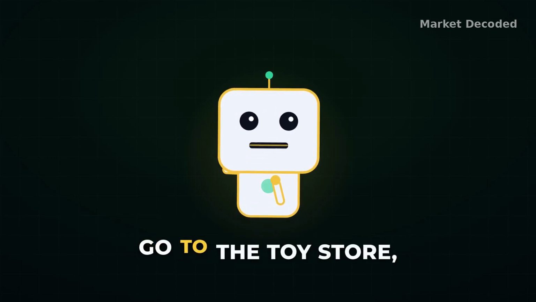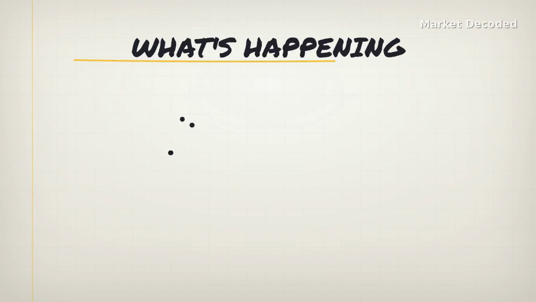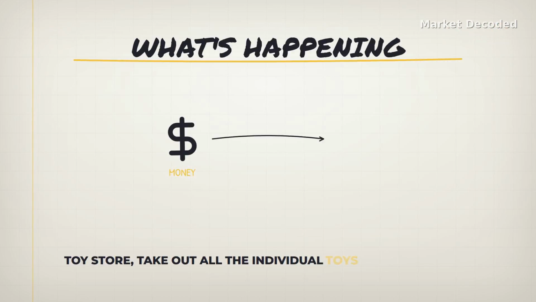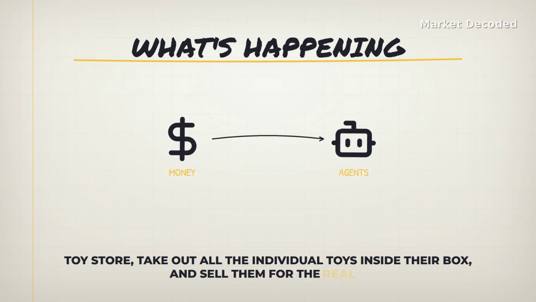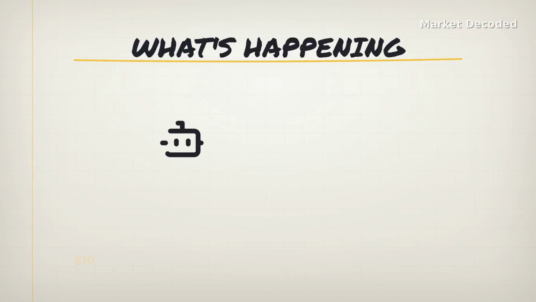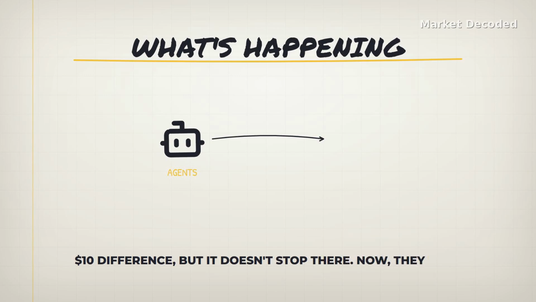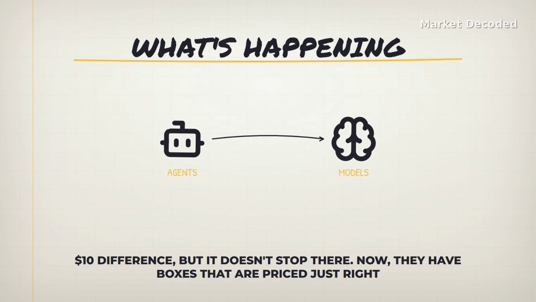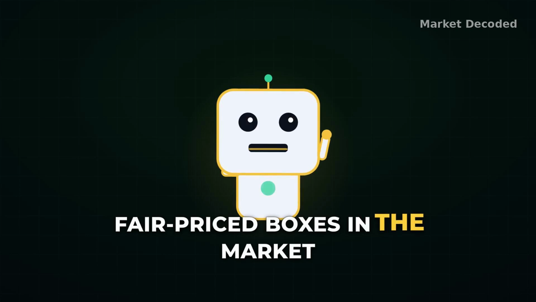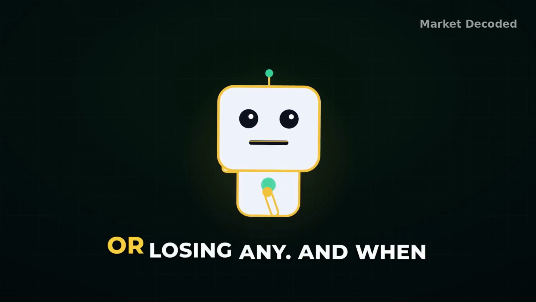And then they go to the toy store, take out all the individual toys inside their box, and sell them for the real value on their own. They're selling the underlying assets. Suddenly, they made a profit off that $10 difference. But it doesn't stop there. Now, they have boxes that are priced just right, equal to what the toys are really worth. And they can sell these fair price boxes in the market without making an extra profit or losing any.